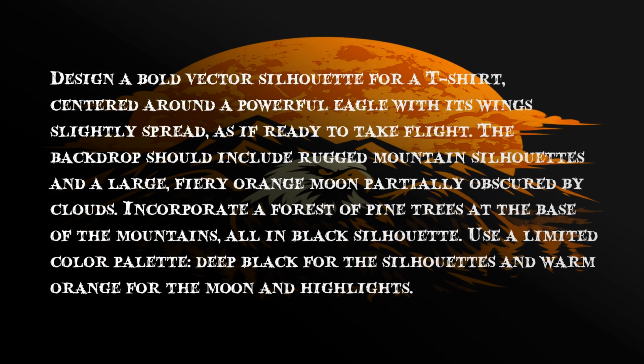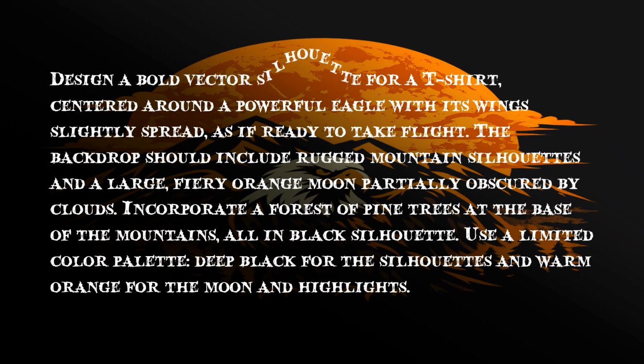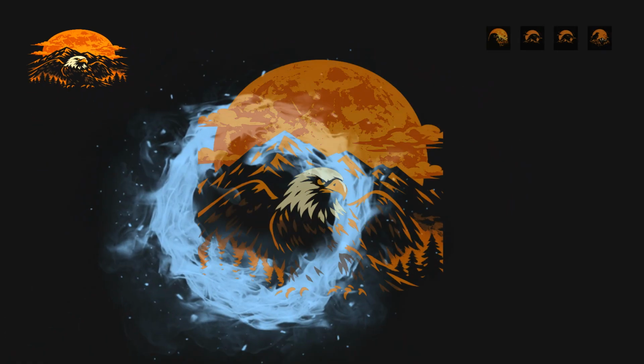Design a bold vector silhouette for a t-shirt, centered around a powerful eagle with its wings slightly spread, as if ready to take flight. The backdrop should include rugged mountain silhouettes and a large, fiery orange moon partially obscured by clouds. Incorporate a forest of pine trees at the base of the mountains, all in black silhouette. Use a limited color palette, deep black for the silhouettes and warm orange for the moon and highlights.